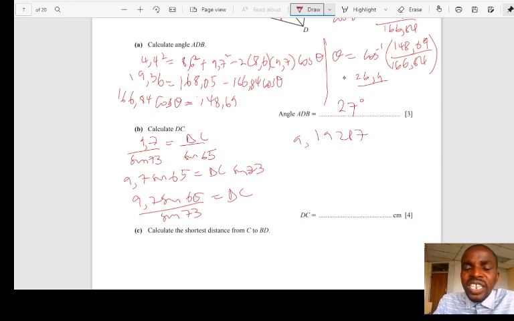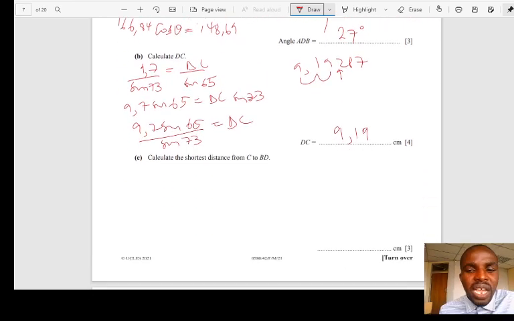You get 9.19287. Then to three significant figures, 1, 2, 3, you look at this one, so it will be 9.19, and these are centimeters given. Done. Next part, calculate the shortest distance from C to BD.